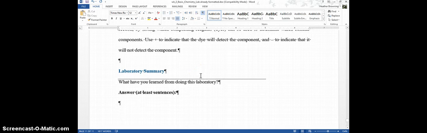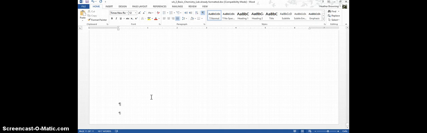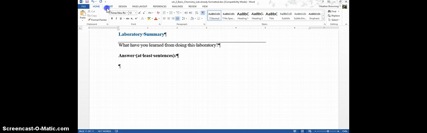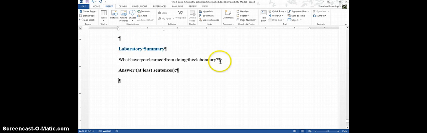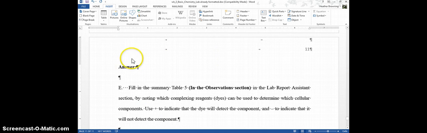Remember, split screen is awesome. And then we have our lab summary, which is what have you learned from doing this lab, and you need at least 3 sentences. If you need references, do an insert page break. You'd click here, page break, and then that will give you a new page. You can do your references, centered, and then all of those.